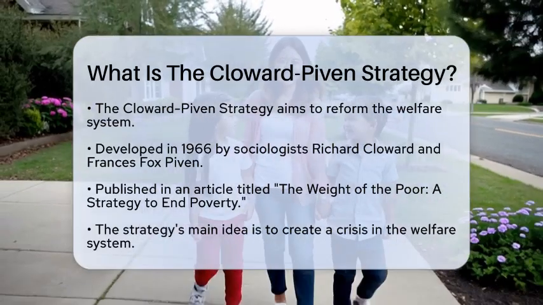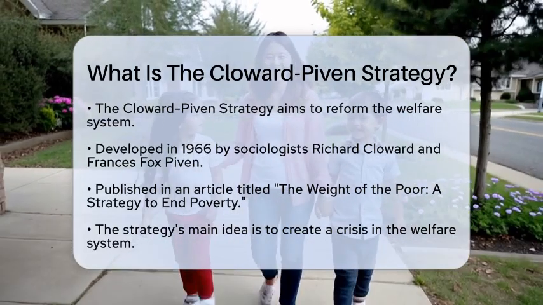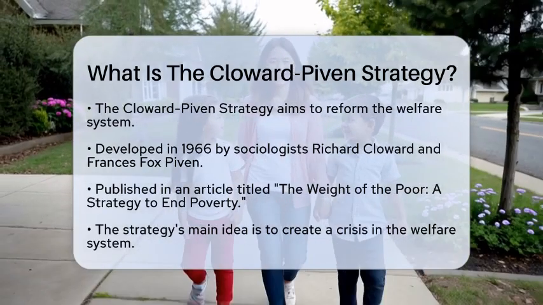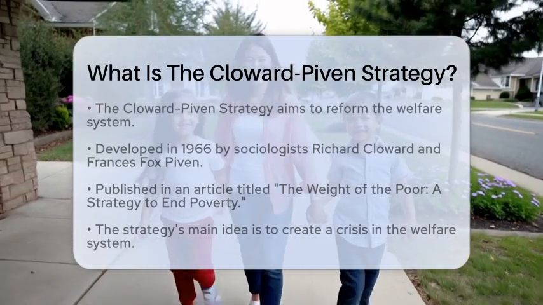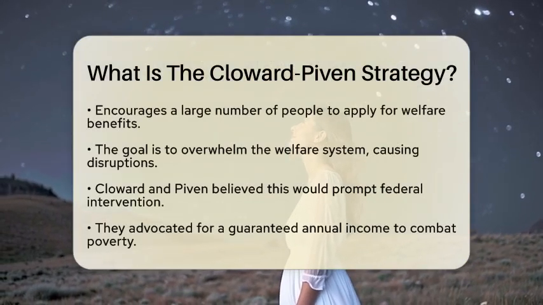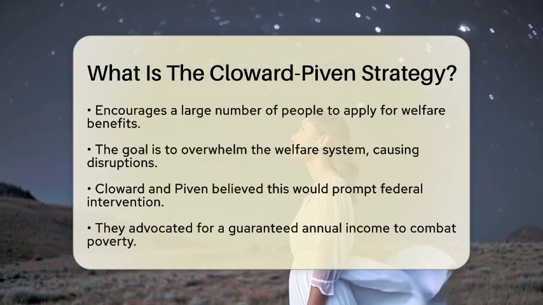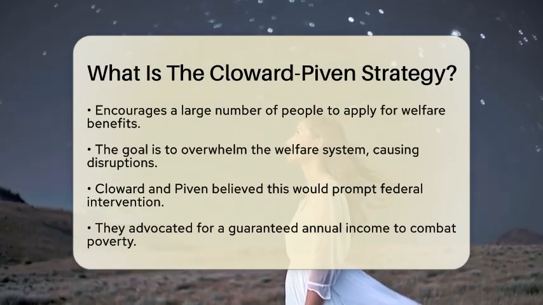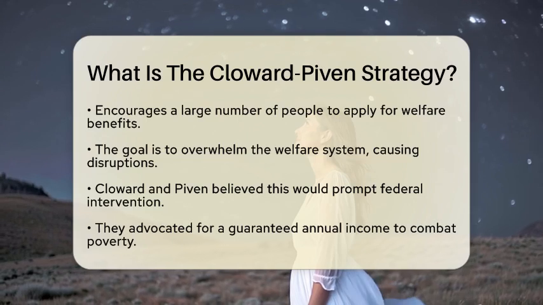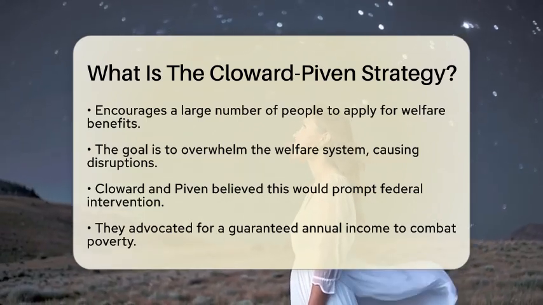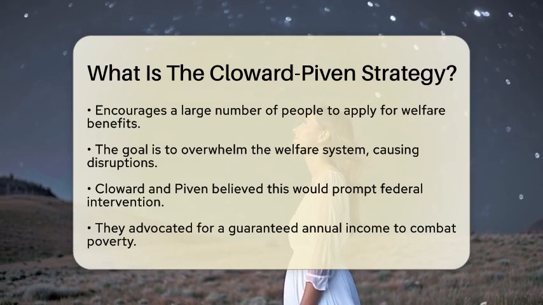The core idea behind the Cloward-Piven strategy is to create a crisis in the welfare system by encouraging a large number of people to apply for welfare benefits. This would overwhelm the system, causing bureaucratic and fiscal disruptions in local and state governments. Cloward and Piven believed that this crisis would force the federal government to step in and implement a guaranteed annual income to alleviate poverty. Here's how it was supposed to work.